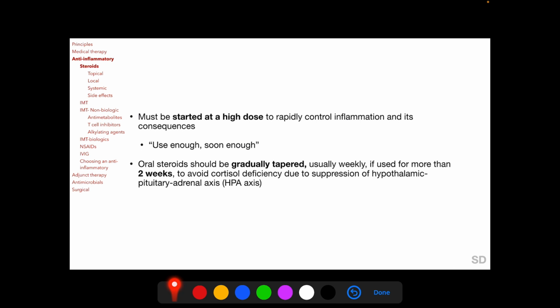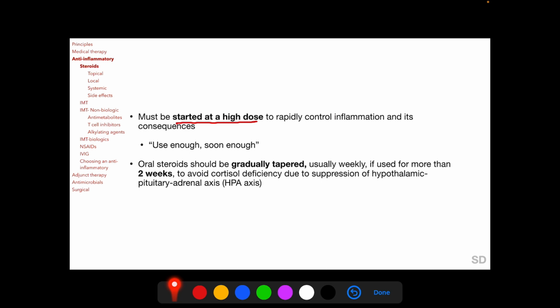Steroids must be started at a high dose, so this is also a very important principle of uveitis therapy, to rapidly control inflammation and its consequence. There is a saying, use enough soon enough. So corticosteroid therapy for uveitis should not be initiated at a low dose with the intention of avoiding systemic side effects of steroid therapy and with the plan of escalating the dose as required, because that way we will not be able to rapidly control the inflammation and its consequences.